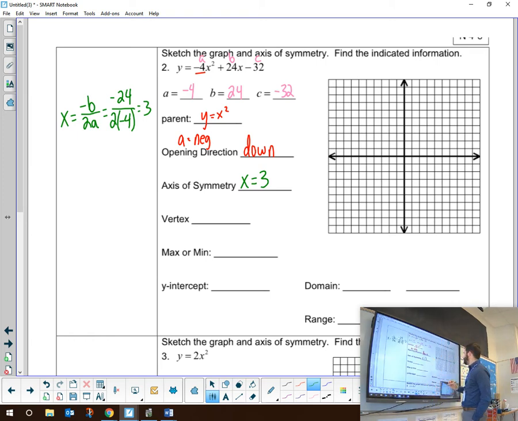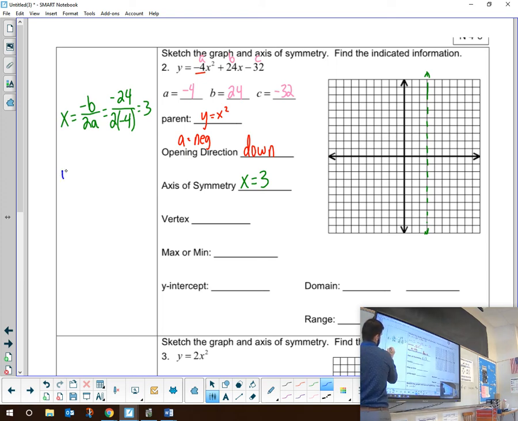Let's go ahead and put that on over here. So we're going to put a point here at 3. And we're going to draw a little axis of symmetry. Okay, remember that's just the invisible line that my graph kind of wraps around on both sides of. Okay, now to find my vertex. Remember what we do to find our vertex. We take my axis of symmetry and I plug it back into my original equation.